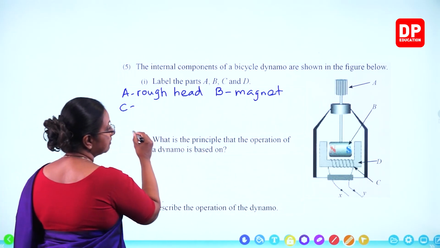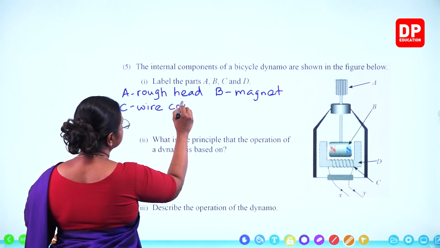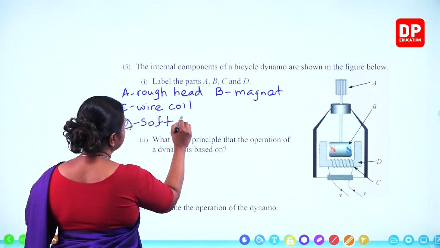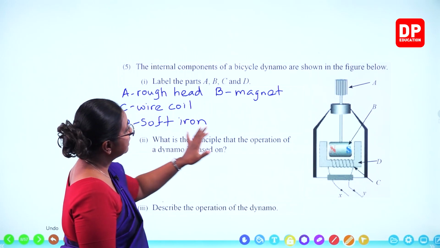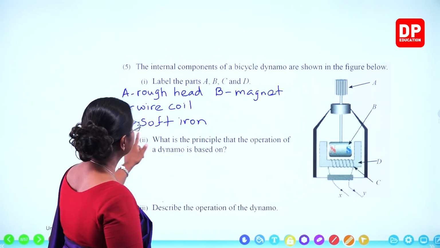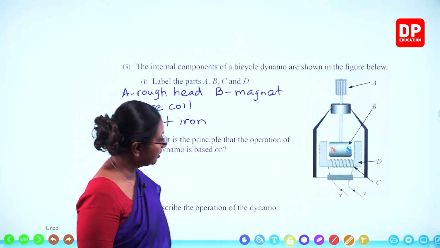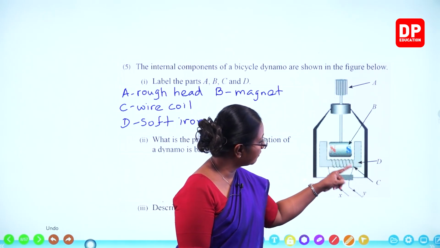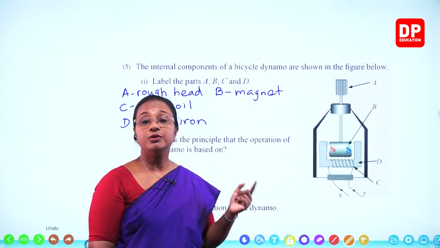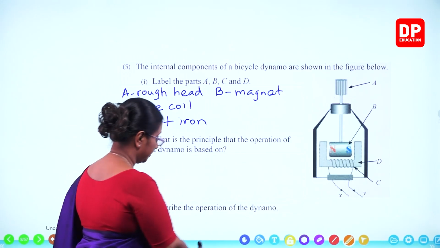C is the wire coil. And D is the soft iron. So A is the rough head, B is the magnet, C is the wire coil, and D is the soft iron. So you all know that. Here you can see the soft iron and the wire coil are going to be stationary, but the magnet is going to rotate. So that is also electromagnetic induction.